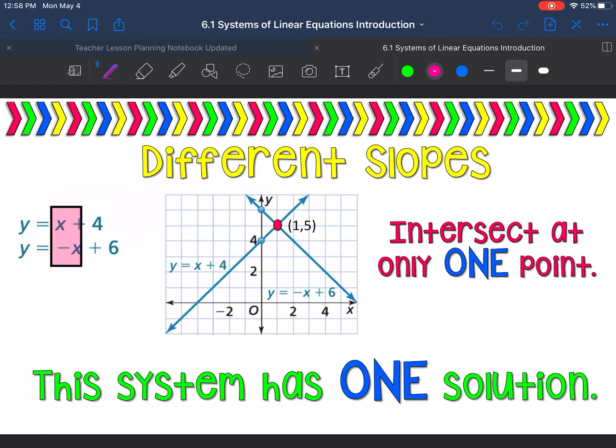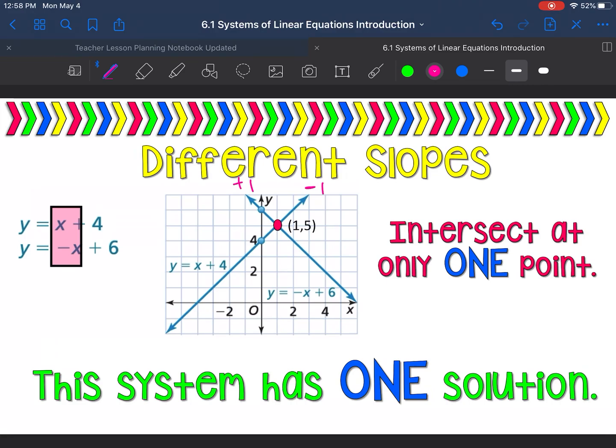When we look at our two lines here, we see that these two lines intersect. They're y equals x plus 4 and y equals negative x plus 6. So our slopes are both 1 in size, but one is positive and one is negative. This one is positive 1, whereas this slope is negative 1. So that's two different slopes. Their y-intercepts are also different, 4 and 6. So this means that they are only going to intersect at one point.